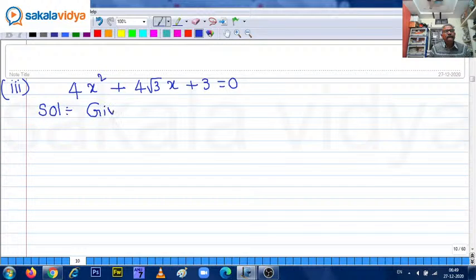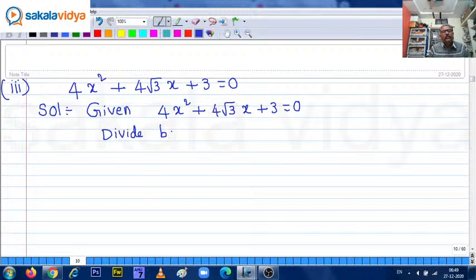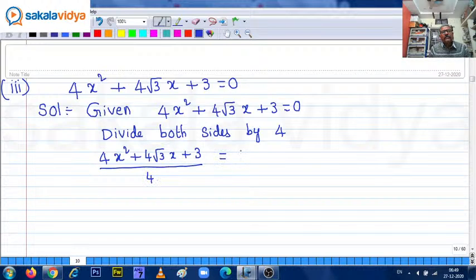Given 4x square plus 4 root 3x plus 3 equals to 0. Yes, Srinivas. Next, divide both sides by 4, coefficient of x square. The next step we can write 4x square plus 4 root 3x plus 3 equals to 0 upon 4 equals to 0 by 4.